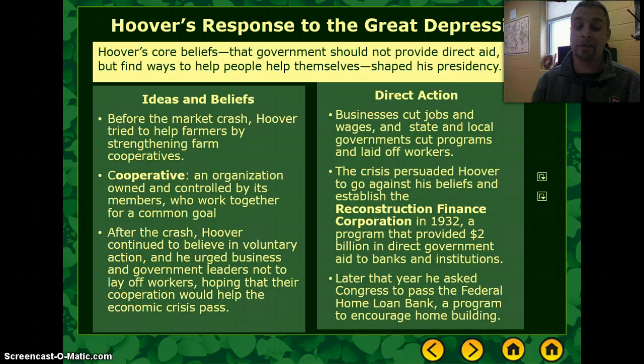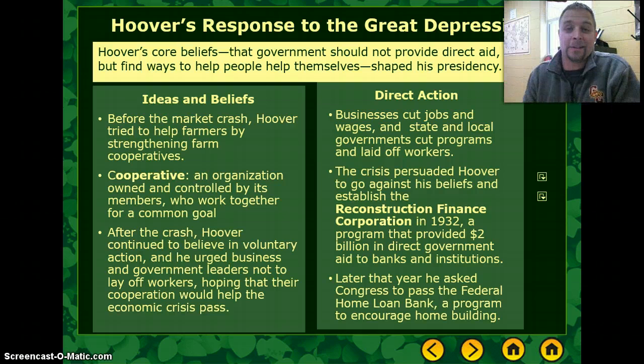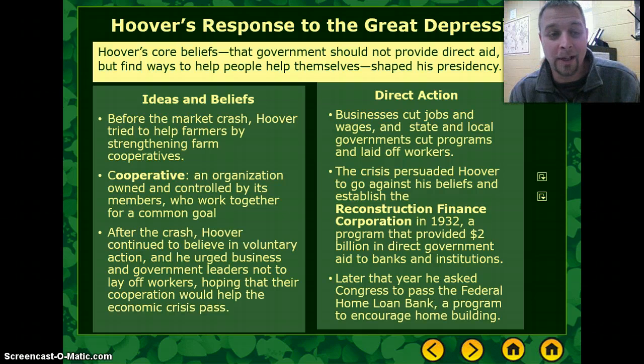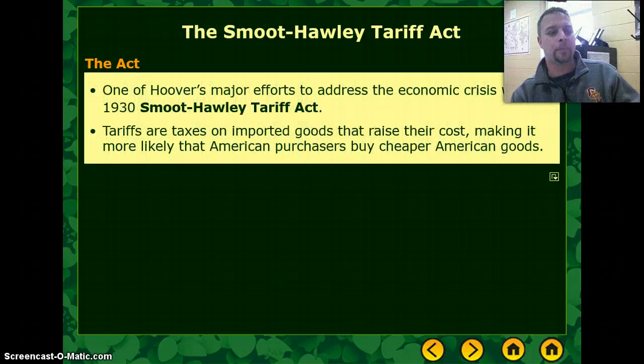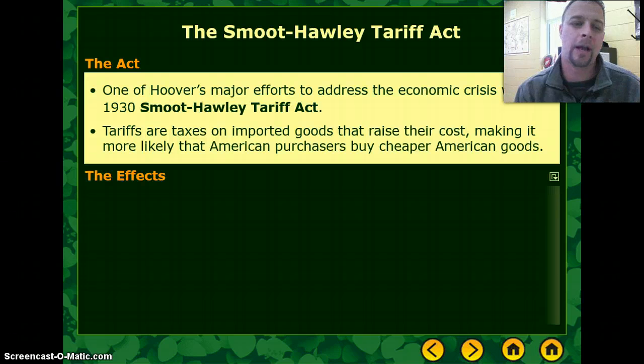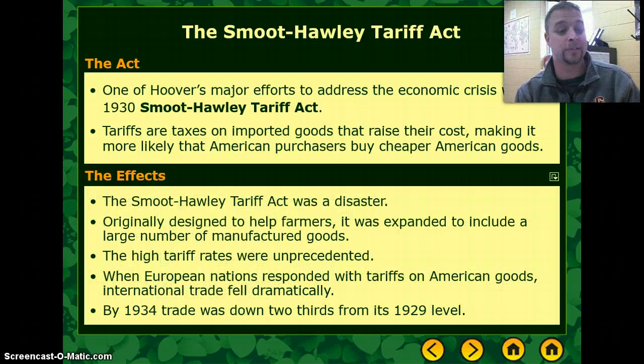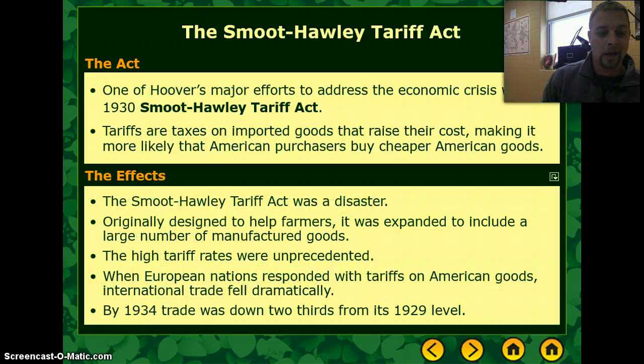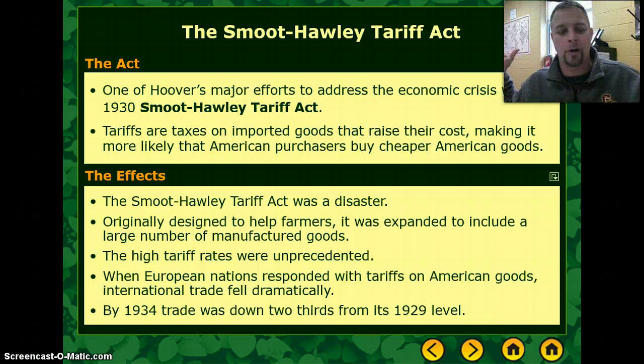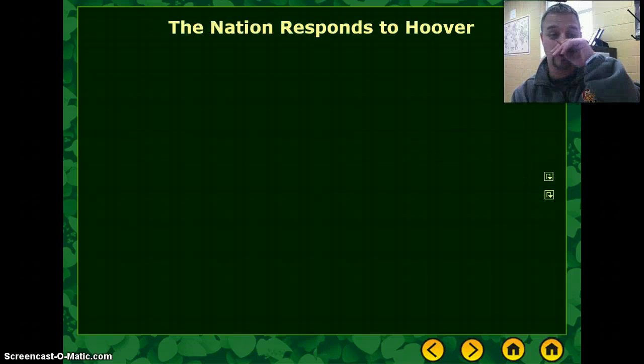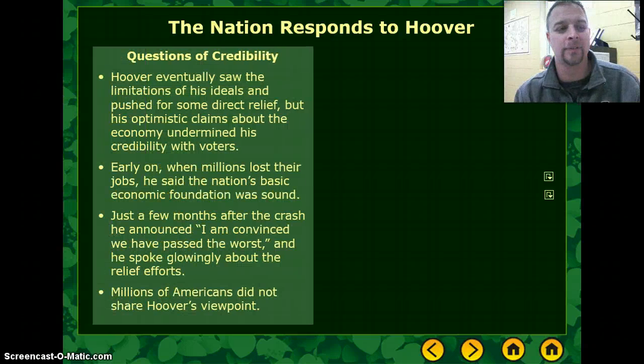But a lot of people were upset because he's giving aid to banks and companies, but not to the people. He also signs into law the Smoot-Hawley tariff, which was intended to raise the price of imported goods and make people more likely to buy American goods. Unfortunately, it was a disaster because it raises prices of goods across the board. European nations respond with their own tariffs and basically destroys international trade, leading to higher prices and even tougher times for Americans.